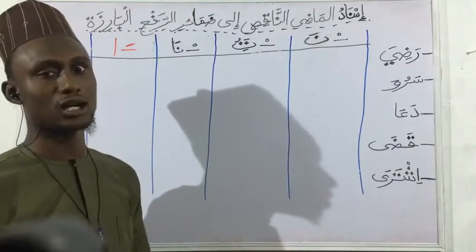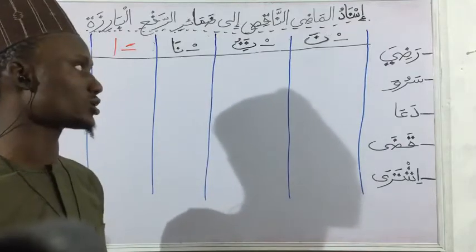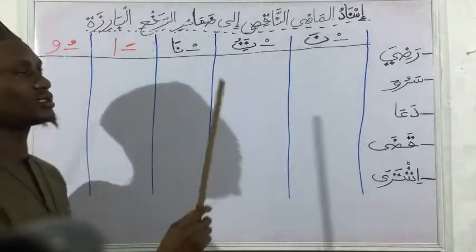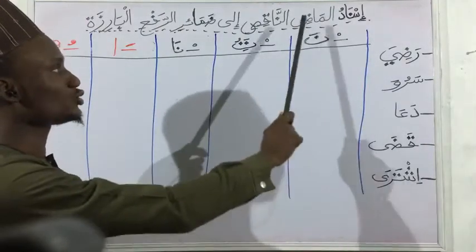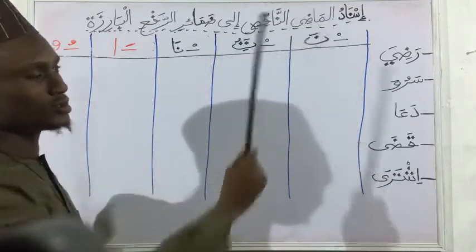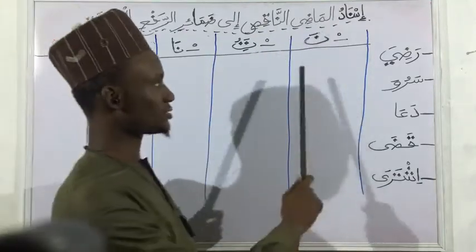We know that ya al-mukhatabah is related to fi'l al-mudari'. So that is why we are not seeing it on the board. We are concentrating on only these five, the ones that are used, the dhamir al-rafi', with what? With fi'l al-madi. So that is that.